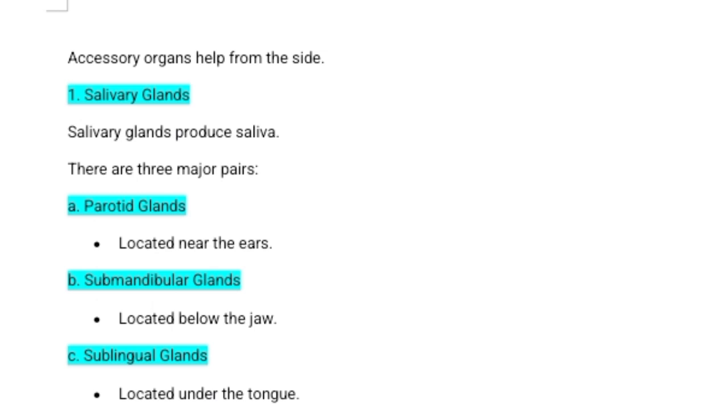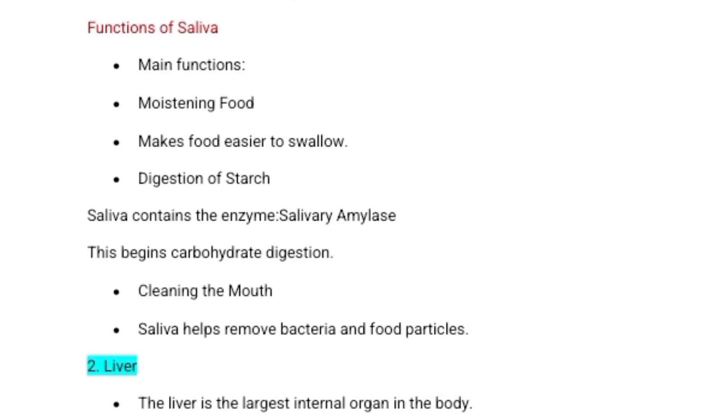Submandibular glands, located below the jaw. C. Sublingual glands, located under the tongue. Functions of saliva. Main functions: moistening food, makes food easier to swallow. Digestion of starch. Saliva contains the enzyme salivary amylase. This begins carbohydrate digestion, cleaning the mouth. Saliva helps remove bacteria and food particles.